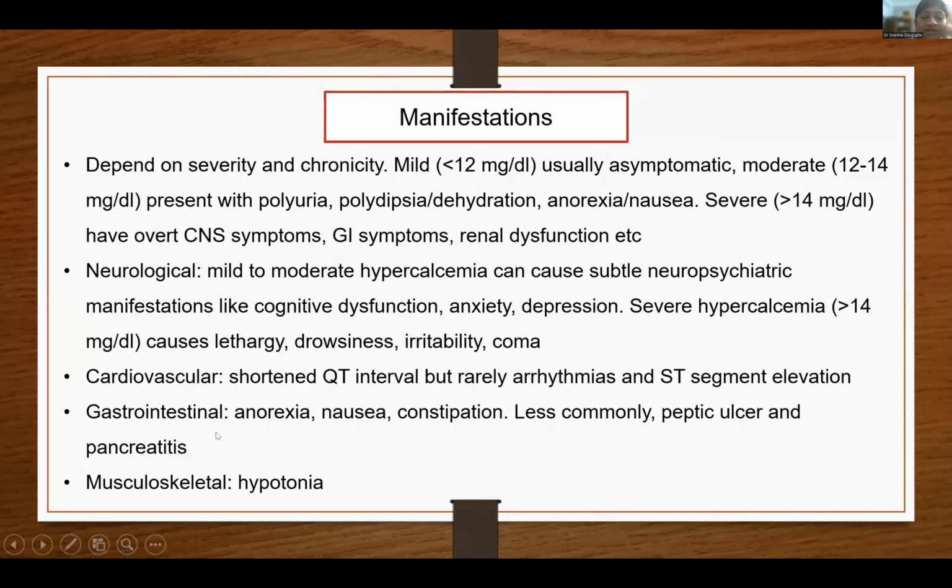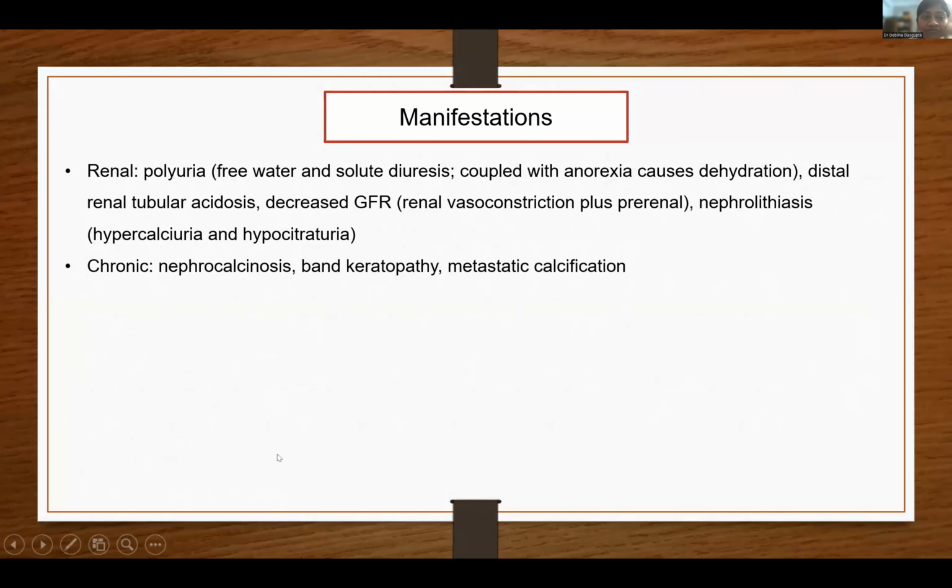And musculoskeletal, it will cause hypotonia. Renal manifestations, it's very important to understand why these renal manifestations happen when there is hypercalcemia.